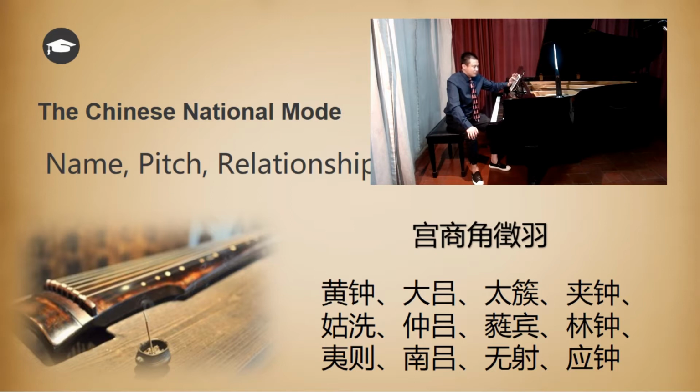Later, these 12-tone well-tempered scales were perfected in the late Ming Dynasty. These 12 names are the phonetic names used by the ancients and have a fixed pitch. The pitch of the first tone, Huang Zhong, is equal to the international F1.